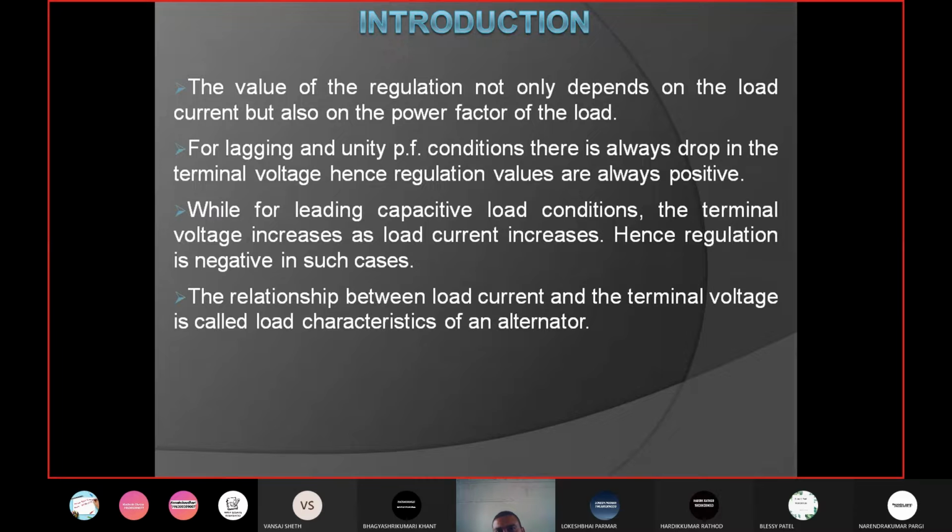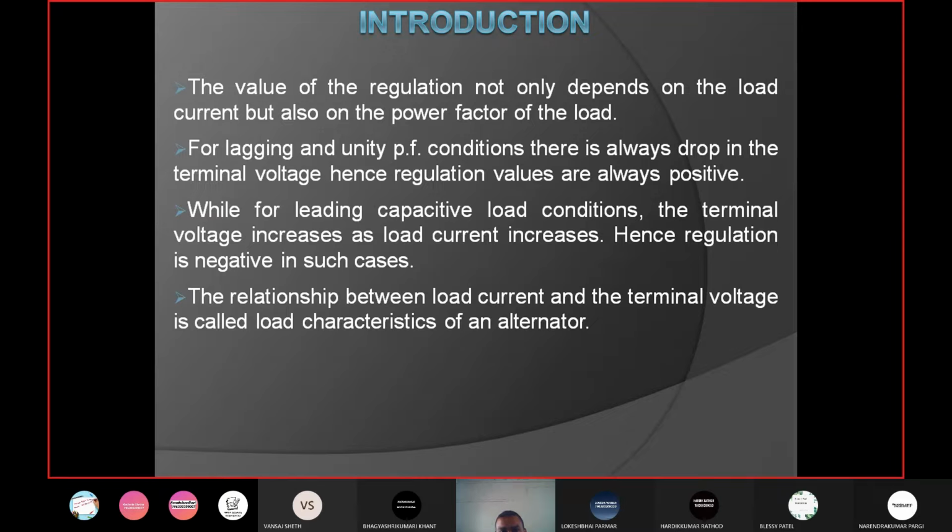The value of the voltage regulation depends not only on load current but also on the power factor of the load. Okay, so this voltage regulation depends on two factors: load current as well as the power factor of the load. Power factor of load means it depends on the types of load. We have mainly three types of load: resistive load, inductive load, and capacitive load. Okay, so resistive load has unity power factor, inductive load has lagging power factor, and capacitive load has leading power factor. Okay, so this voltage regulation depends on load current, that is the magnitude of load.